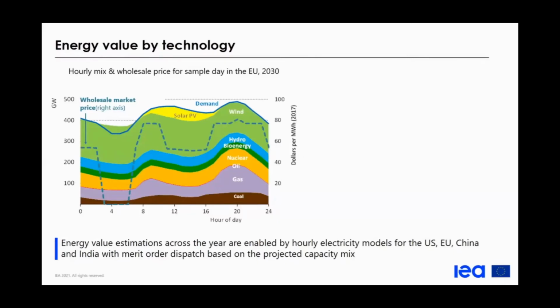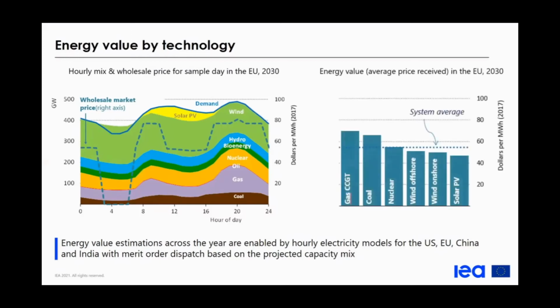So when we do that, not only for a sample 24 hours, but for all 8,760 hours of a given year, we can actually derive the price received by each technology. We can then average it over the year. It can be thought of as the revenues from selling 1 megawatt hour of electricity in that given year. And that's what we call the energy value.